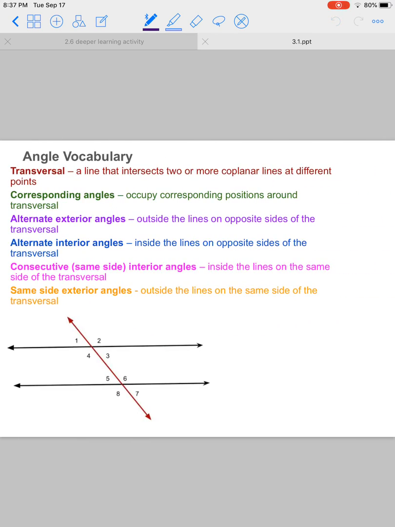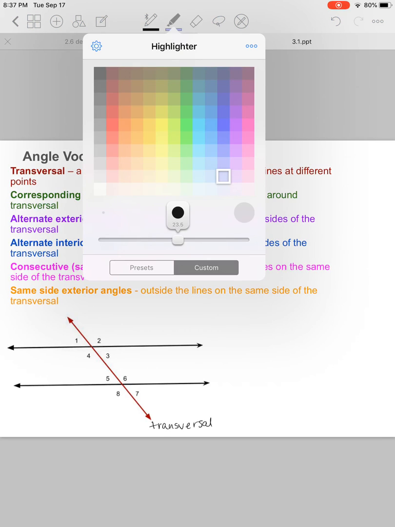Next thing we're going to talk about is angles formed when two lines are intersected by a transversal. A transversal is a line that intersects two or more coplanar lines. So in our picture, this is our transversal. The transversal creates 8 total angles with our two lines, 4 with the first line, 4 with the second line. So when we look, we get different types of angles.